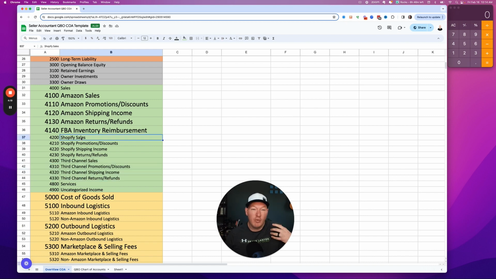Shopify is your website. That is a sales channel. That is a direct-to-consumer sales channel. PayPal is not a sales channel. PayPal is a payment processor that might be one of the ways people pay you on your Shopify site.